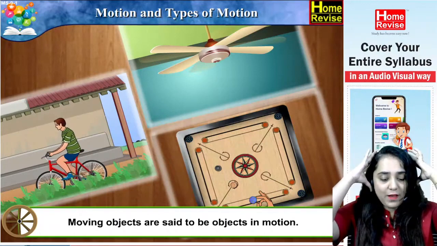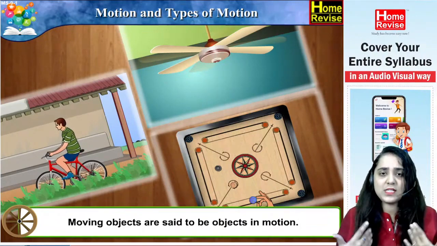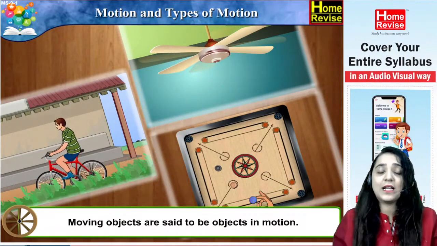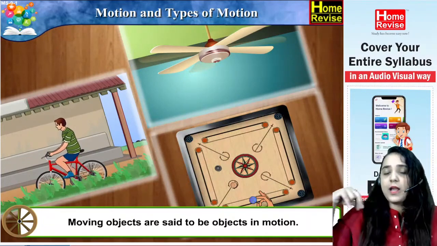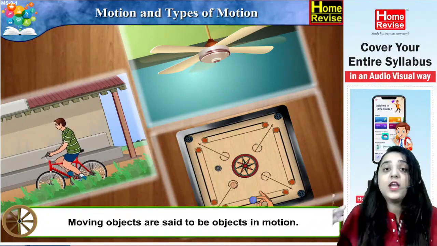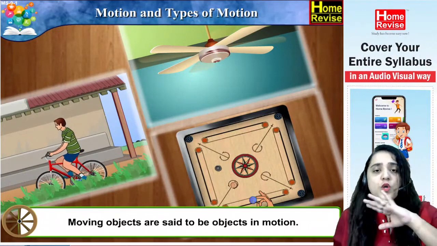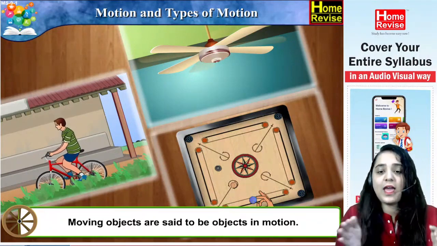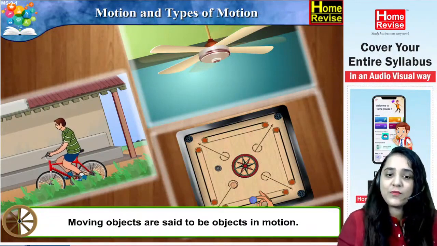Now, for example, if I am sitting at one place, am I moving? Can you see me? आपको दिख रहा है क्या? मैं यहाँ से वहाँ move हो रही हूँ? No, that means I am not in motion. But yes, if अगर मैं यहाँ से वहाँ move कर रही होती, तो yes, I am moving. So I am in motion. So all the objects, जितने भी objects हैं जो moving है, they are said as objects in motion. Am I clear to everyone?